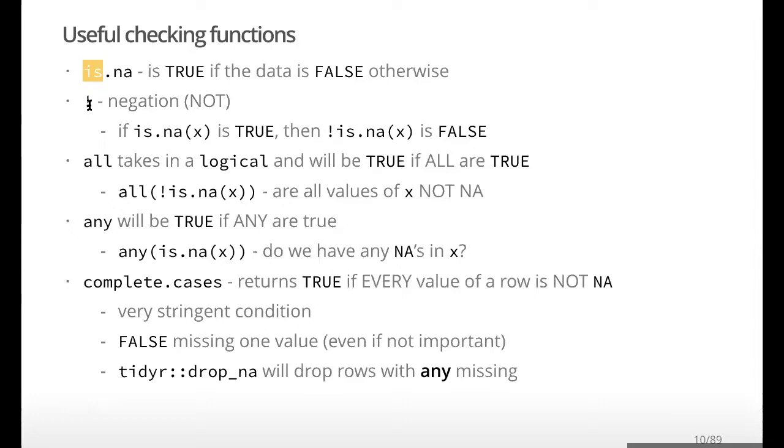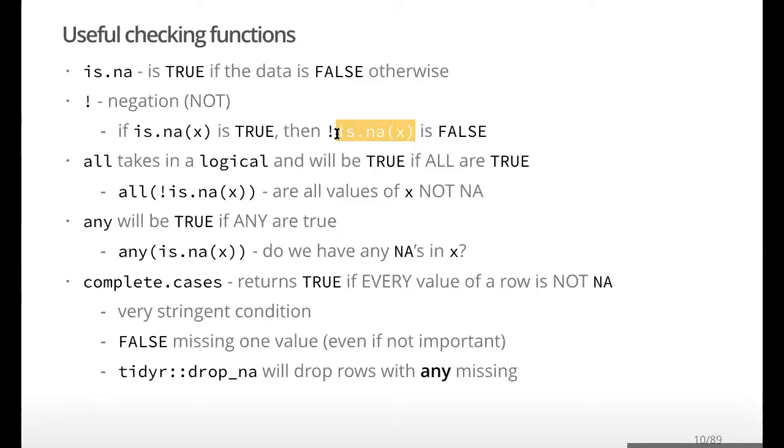So the bang, or the exclamation point, is a negation. It turns trues to falses and falses to trues. It doesn't do anything with NAs if they are in that logical vector. So if you have a vector X, and you say is.na(X), and it gives you a value of true for one of those indices, and then you do not is.na, then that will turn that result into false.